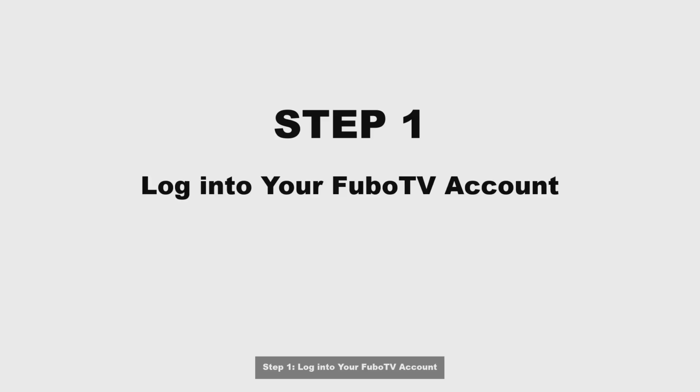Changing your primary device on FuboTV is a straightforward process. Follow these steps to ensure your preferred device is set as the primary one. Step 1. Log into your FuboTV account. Open the FuboTV app or website and enter your login credentials to access your account.